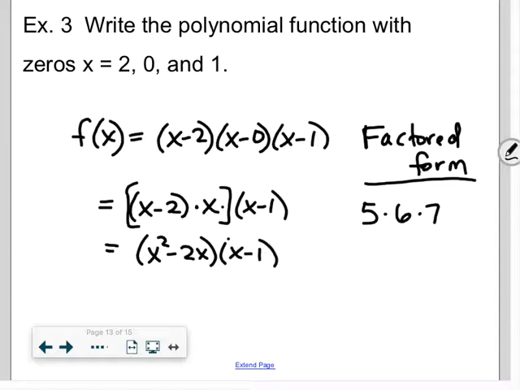Okay, because I'm actually multiplying. I know you see the parentheses and you want to distribute, but it's not x minus 2 times x and x times x minus 1. That's not true. Now, I'm going to FOIL. X squared times x is x cubed. The outer is negative x squared. The inner is minus 2x squared. And the last is a plus 2x.